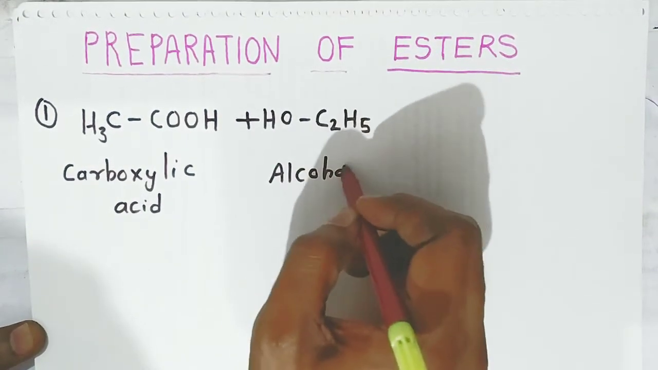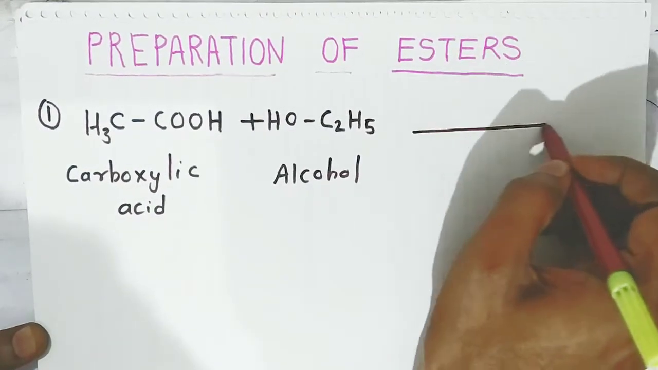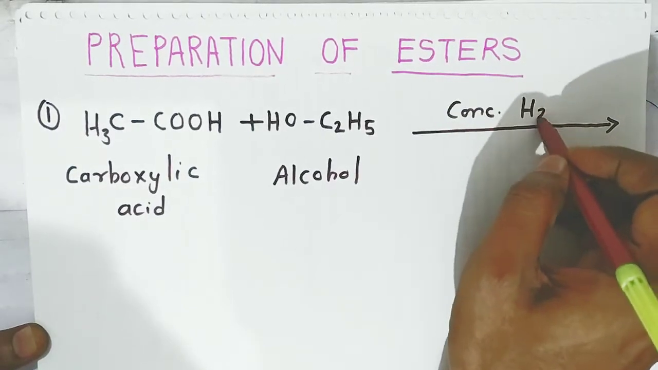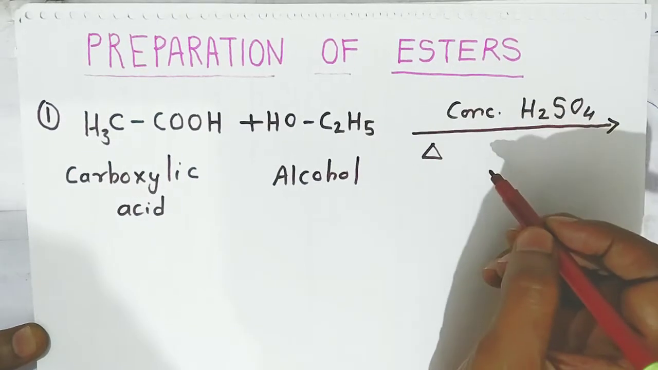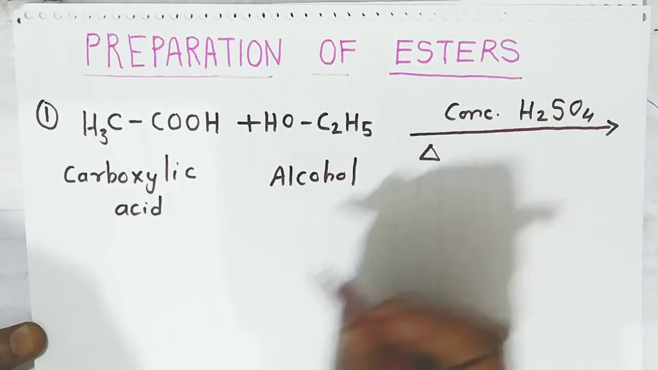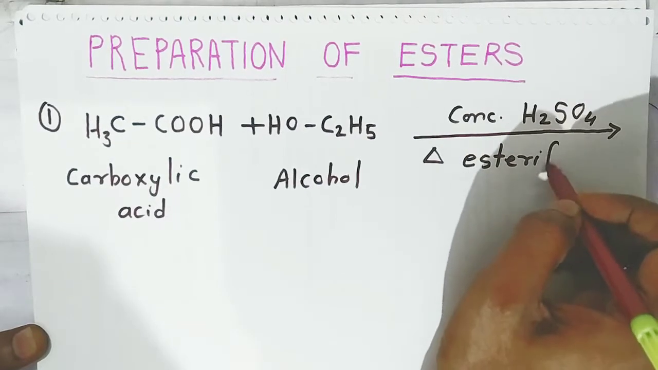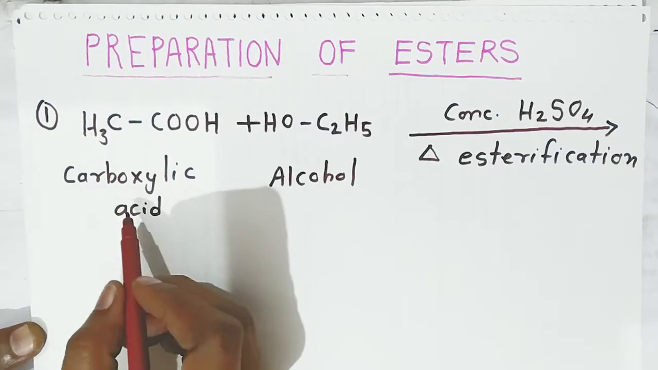this ethyl alcohol, when it reacts with carboxylic acid in the presence of concentrated sulfuric acid, and heating is required. After heating, students, what happens? There is a formation of ester. That is why this reaction is also called esterification. Esterification will take place.